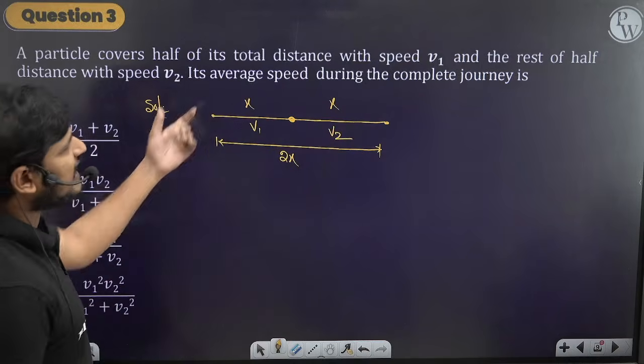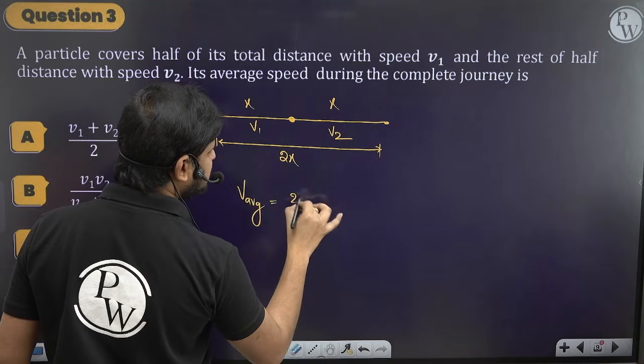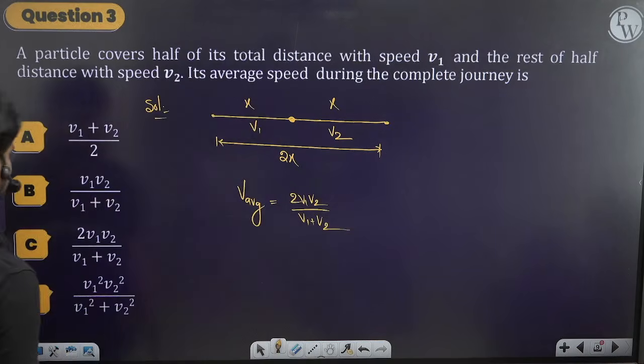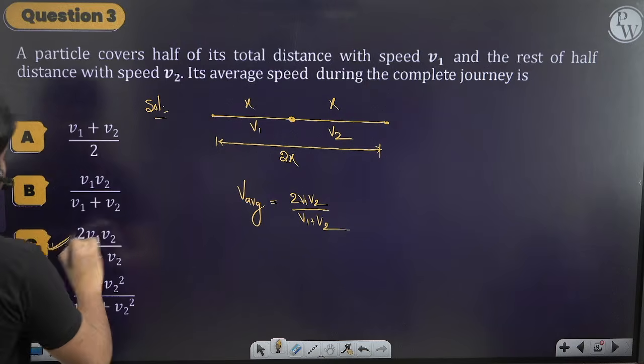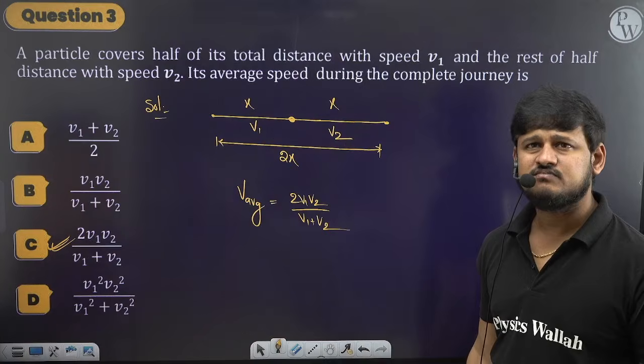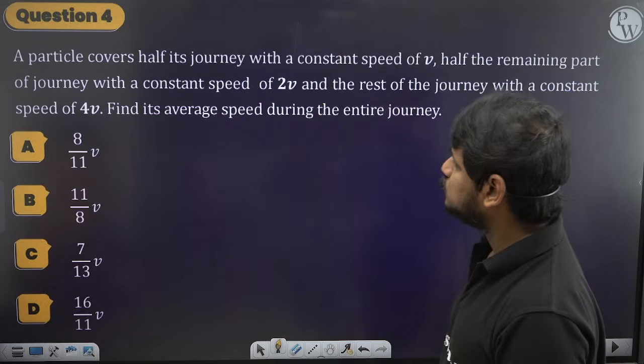So then what is the average speed? In this particular case we already know the average speed, which is 2v1v2 by v1 plus v2. So 2v1v2 by v1 plus v2, option C. No need to think also, direct question. Done? Chal. Next. So the question number 4.